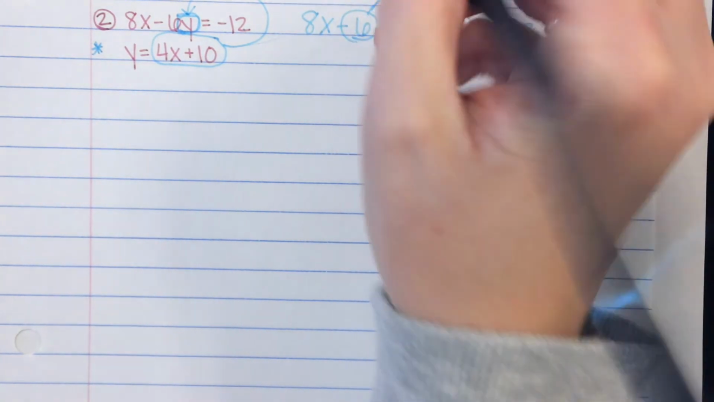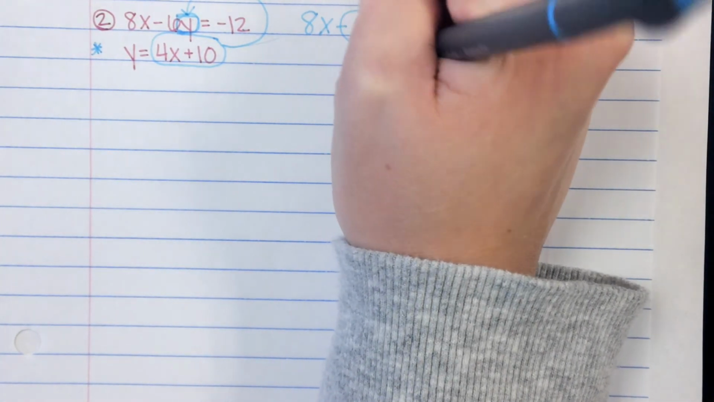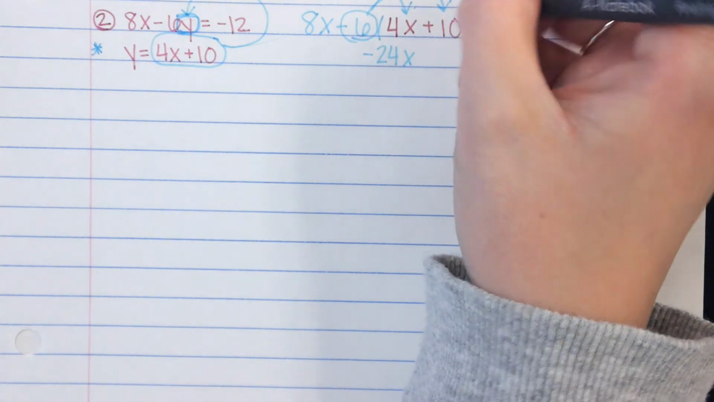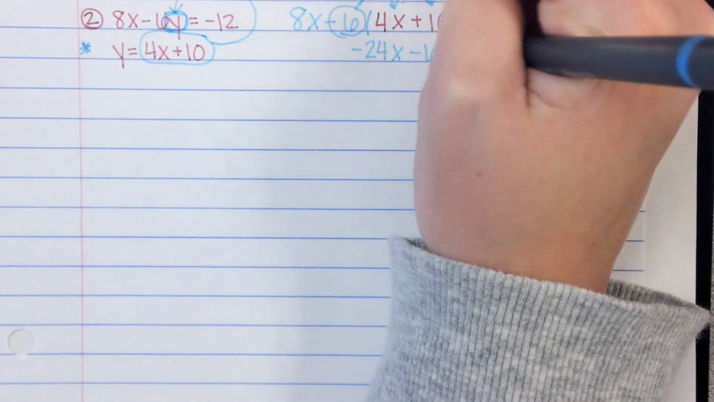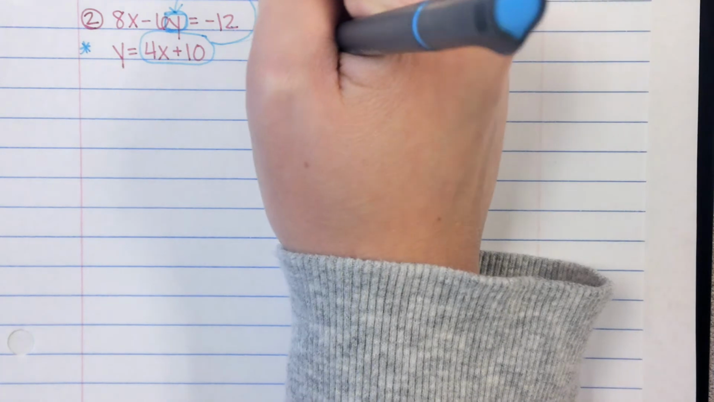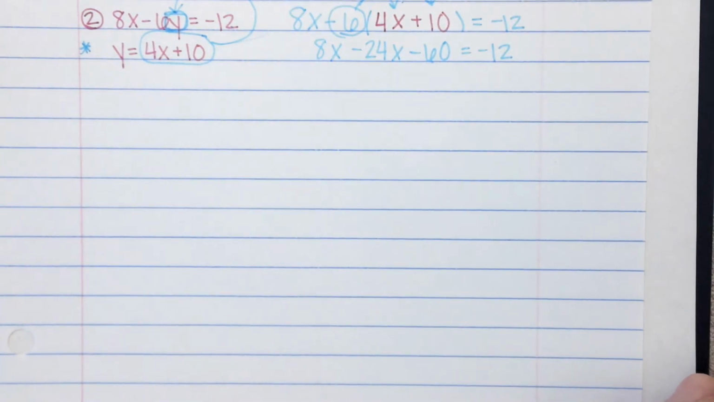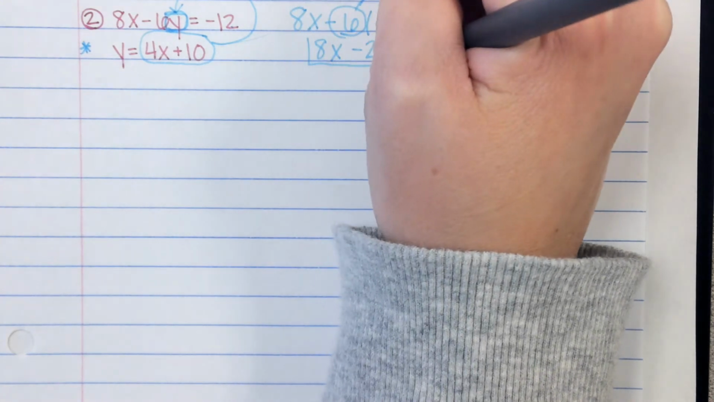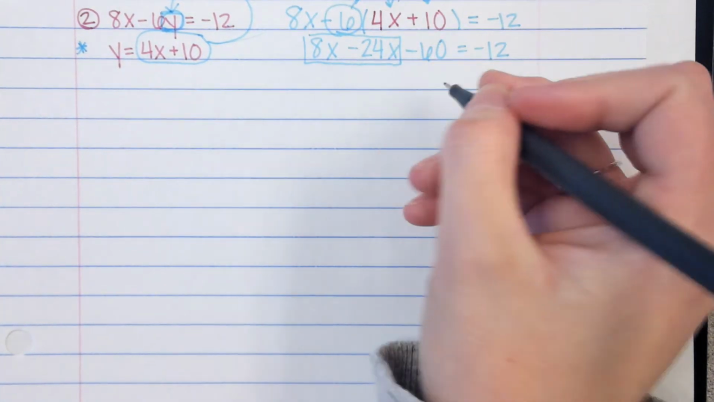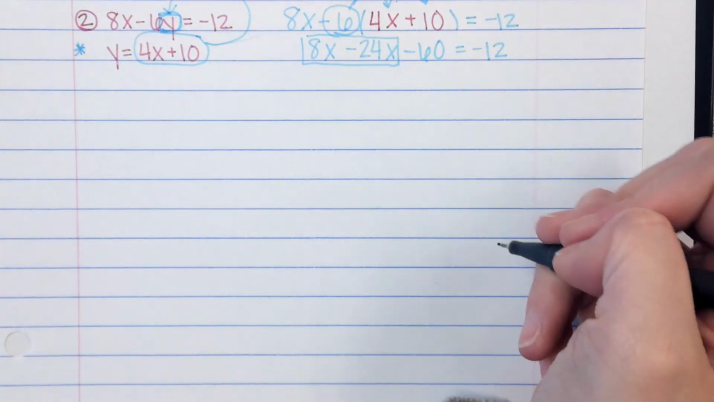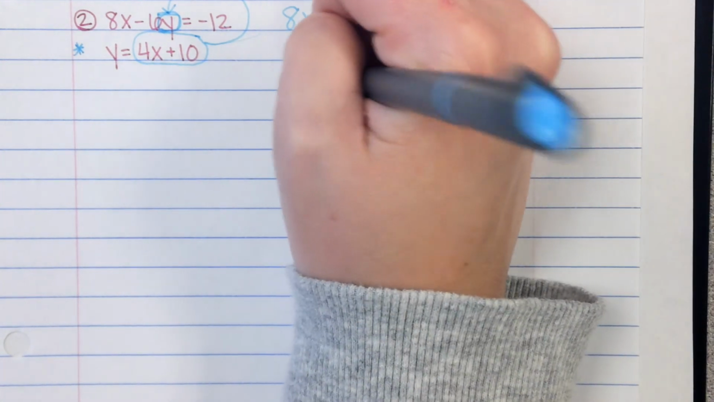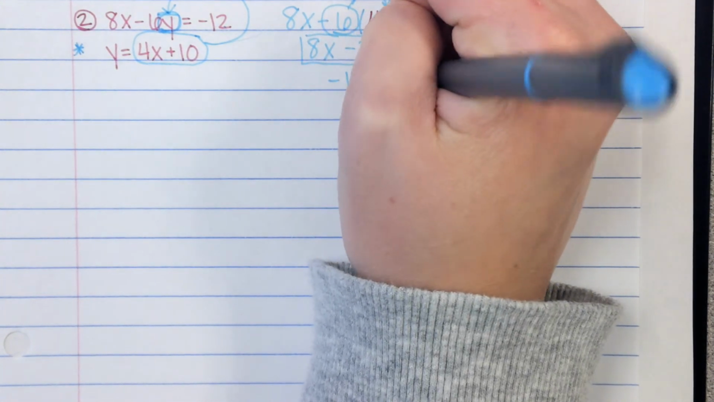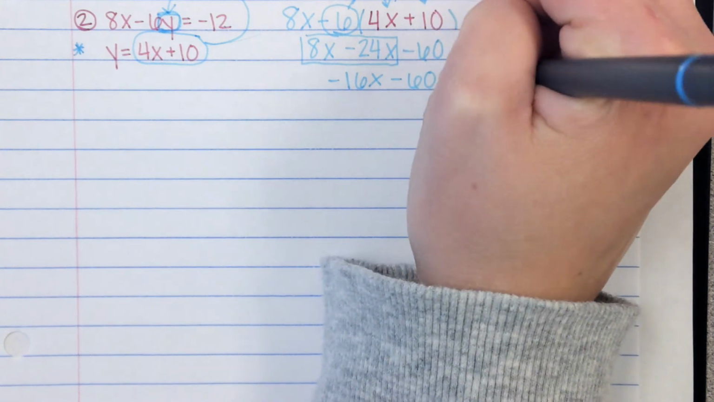So negative 6 times 4x is negative 24x. Negative 6 times 10 is negative 60. And I'm just going to bring down everything else. Now I can combine like terms. 8x minus 24x is negative 16x. I have minus 60 equals negative 12.